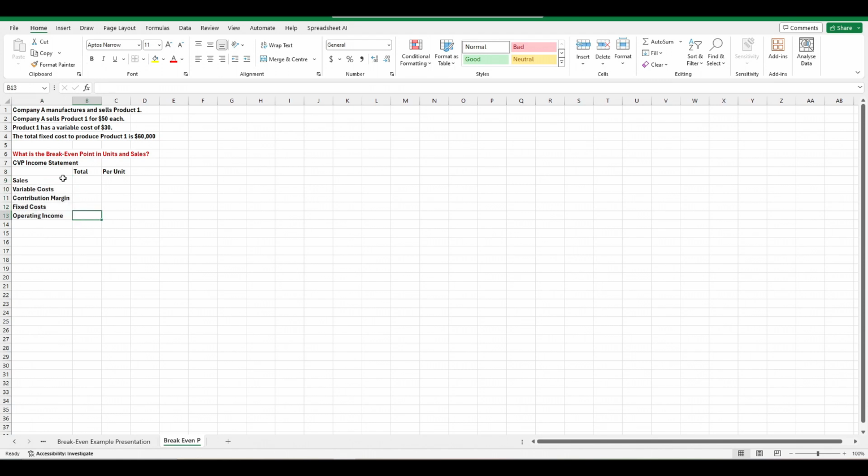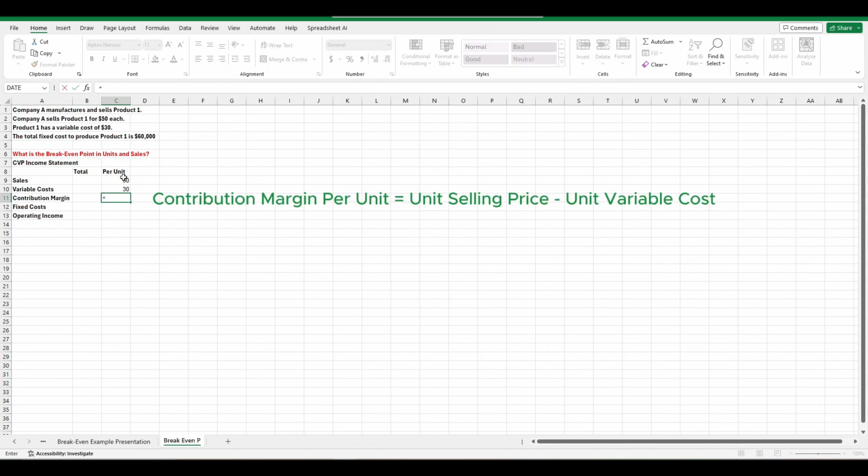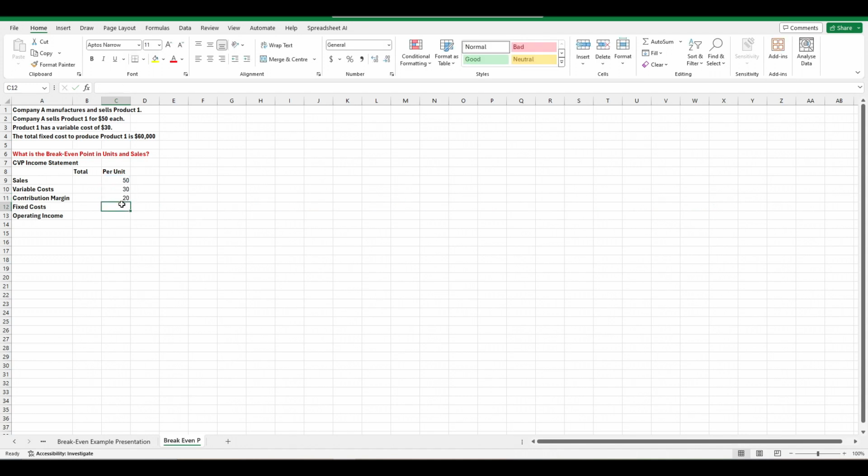All right. So what we can do here is just fill in our knowns. So our sales is what we're given on the second line. So right here. So it's $50. Our variable cost is given on the third line. So $30. Our contribution margin, we can calculate this by doing equal sign sales minus your variable cost. So that's 20. Your fixed cost, this is given, so it's 60,000.